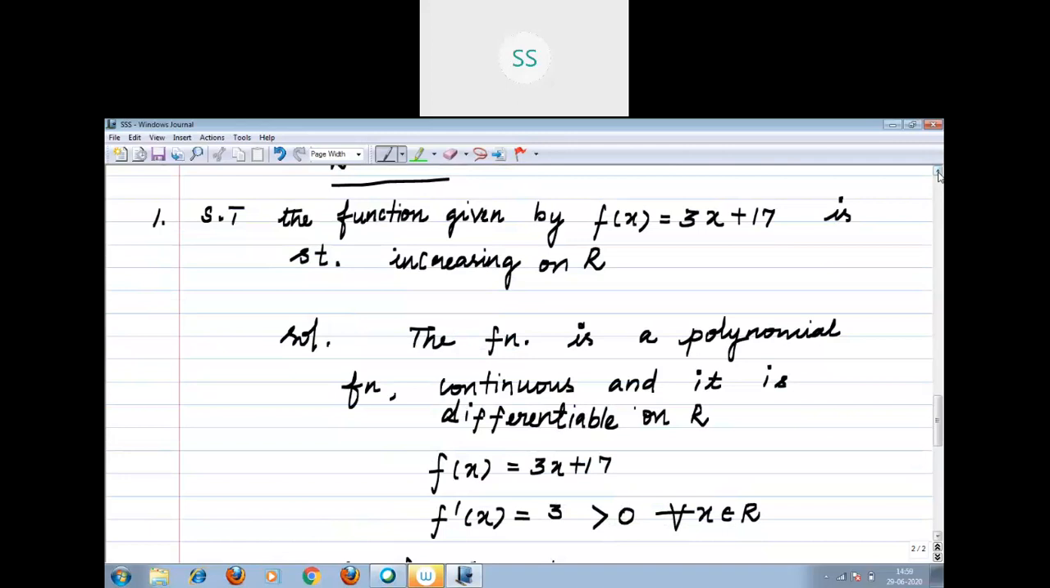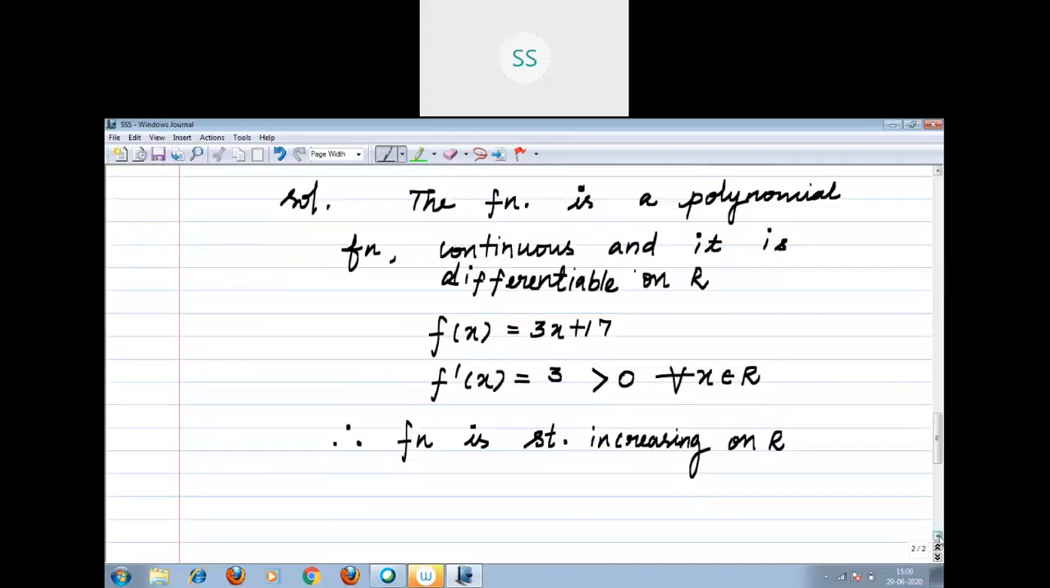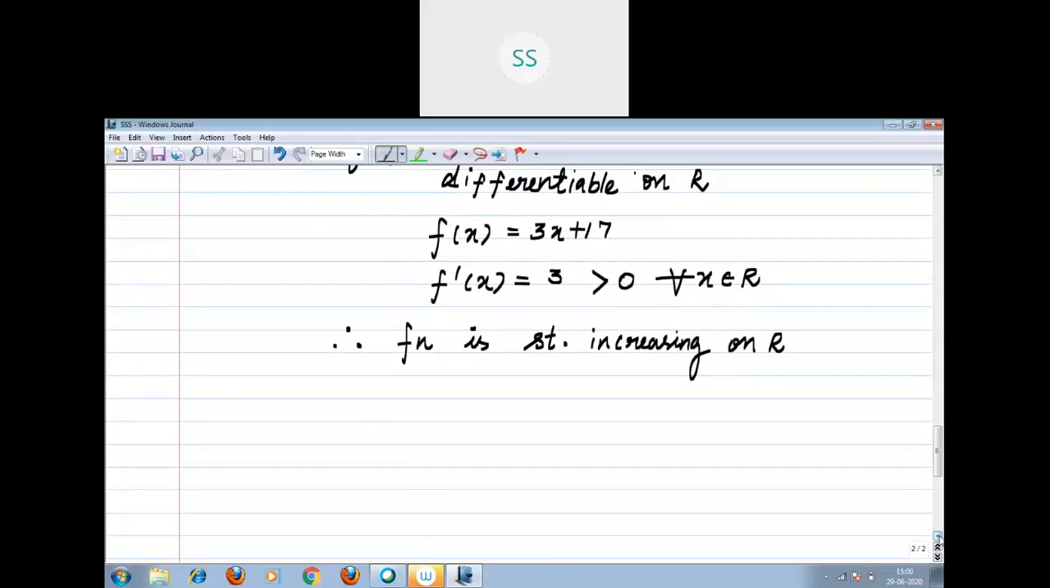Now the function is given as 3x plus 17. The next step, what do you want to do? Derivative, whether it is strictly increasing or decreasing or only increasing, decreasing. So f dash of x equal to 3. Here there is no x. You can't substitute any value of x and check, right? Finally, your conclusion is it is greater than 0. Therefore, the function is strictly increasing on capital R. I hope you people understood.